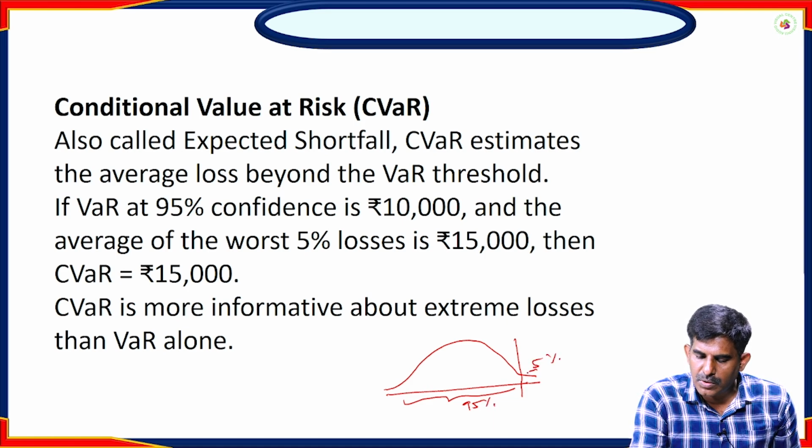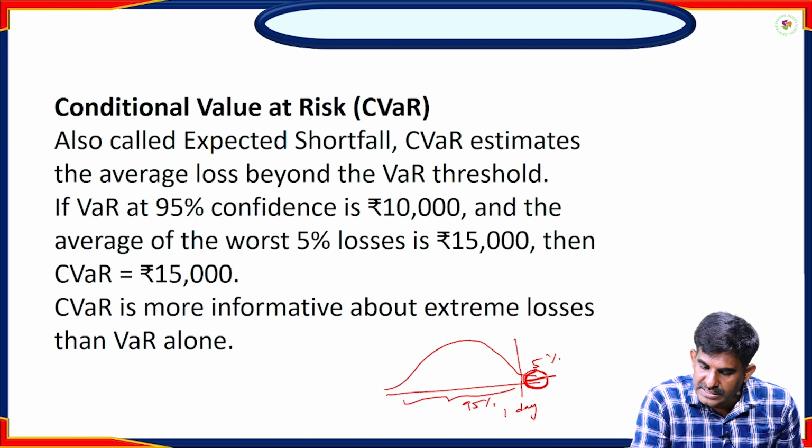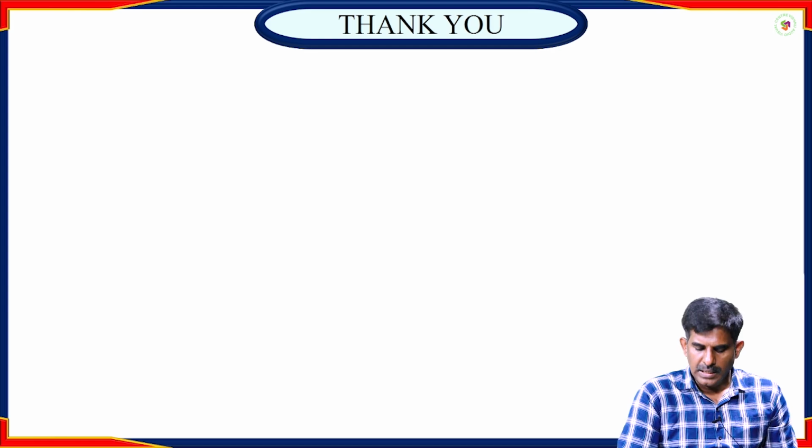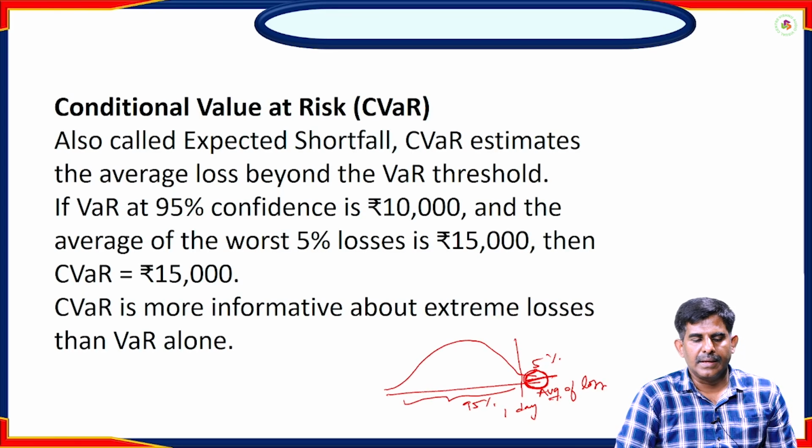Now, VaR talks about the maximum loss that we are going to get. With 95% confidence, we can say the maximum loss that we are going to get in 1 day, or 2 days, or 6 days. And CVaR talks about the average of these particular losses. That's about CVaR.